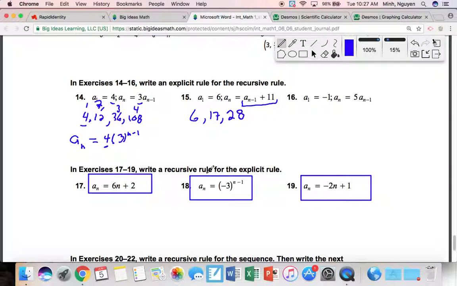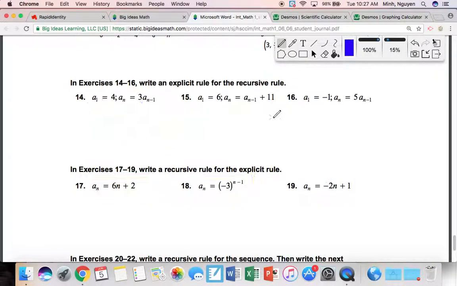So let's see, what can we do? We could say if the number is changing by 11 each time, then that's what we have to add each time. So we have a of n equals 11, sorry, 6, 17, 28. A of n equals 11n.